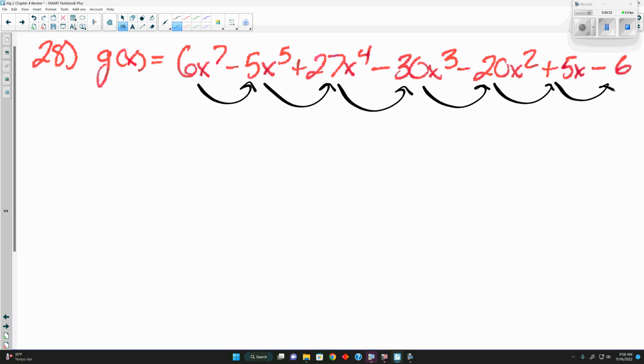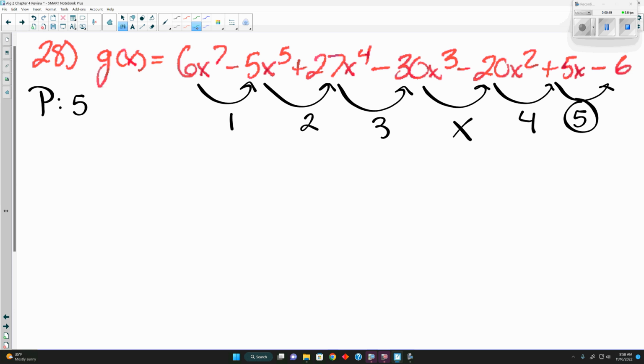So from 7th to the 5th, that's 1. From the 5th to the 4th, that's 2. 4 to the 3rd, that's 3. Doesn't change. 4th. So the number of positive sign changes is 5. I'm going from one term to the next.